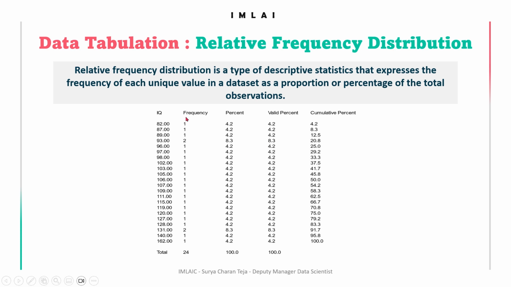Now what I did is, I want to have a relative frequency distribution. So the frequency 1 divided by 24, the total, will give you the percentage, the relative frequency distribution of IQ 82. And similarly, 2 divided by 24 will give you the relative frequency distribution of IQ 93.